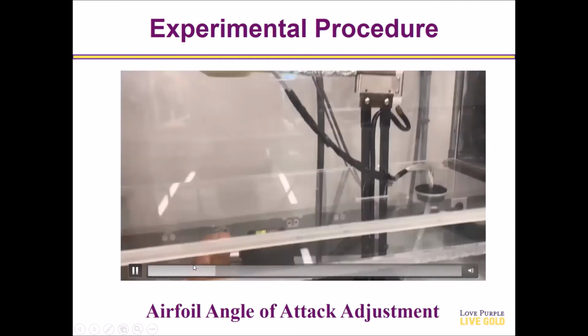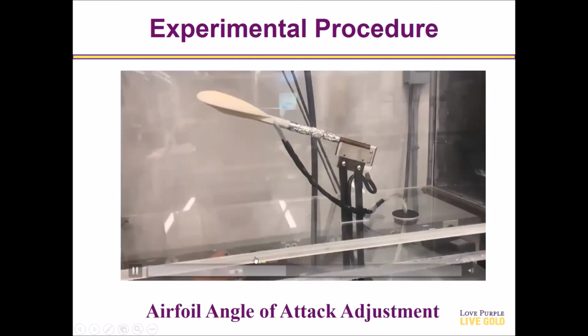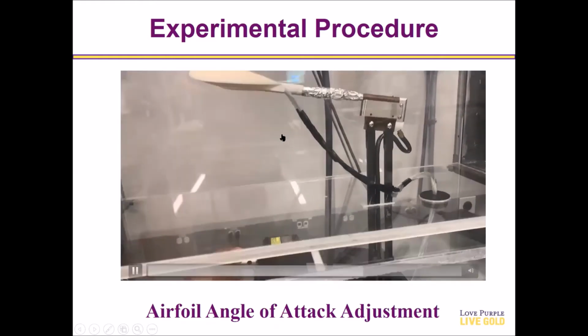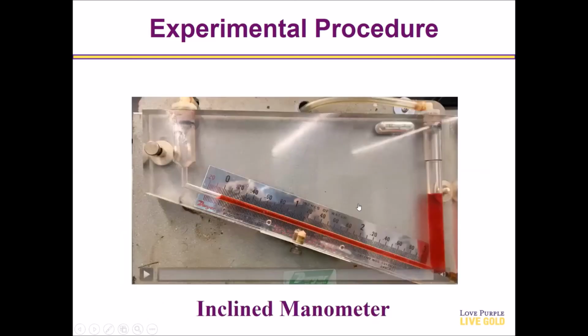So you can see by adjusting this knob, we can change the position of the airfoil. However, from the user interface, we can find the exact angle of attack. Next, we have the inclined manometer, and here we will see a video of how the value in the inclined manometer changes.